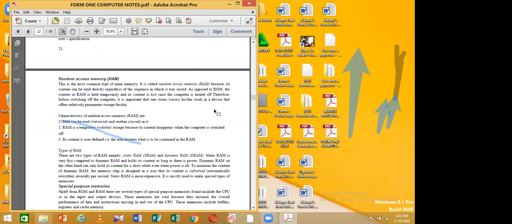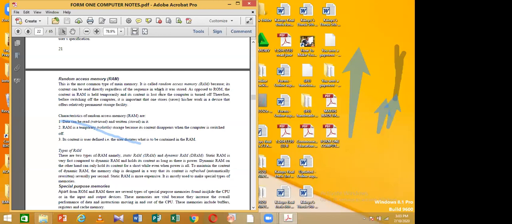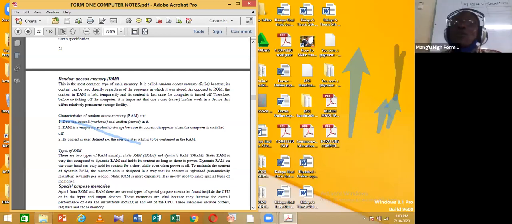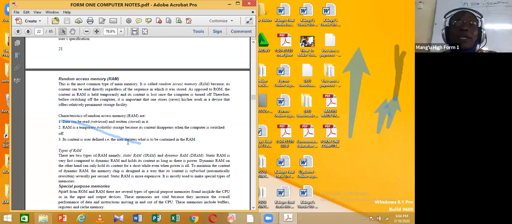As compared with ROM, the data can be read regardless of the sequence. When you talk of random, it means there is no order in which this data is stored in its storage area. It can be read randomly. This data is also more temporary, and this data is lost when power is off. These characteristics, you are going to see them down here, so we don't have to repeat them.